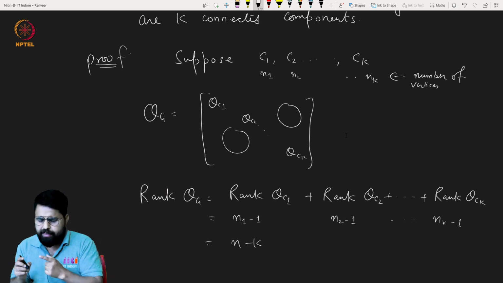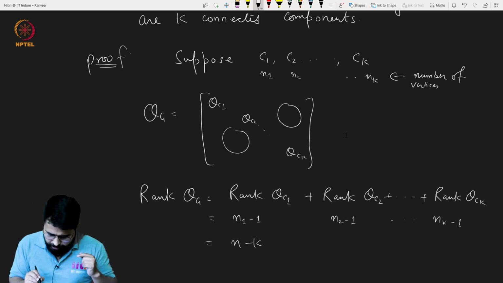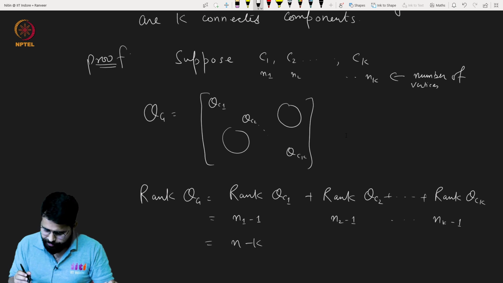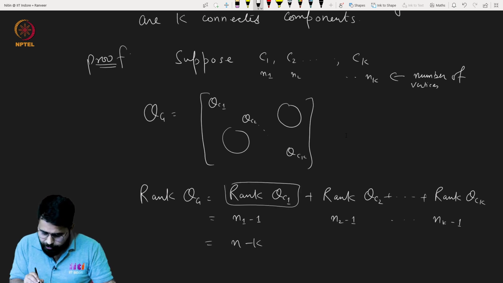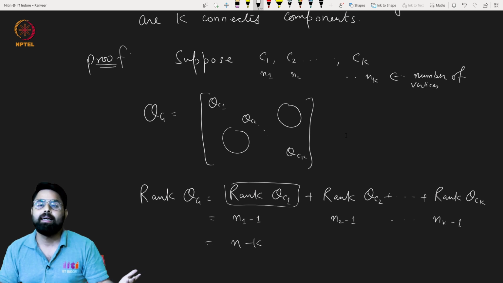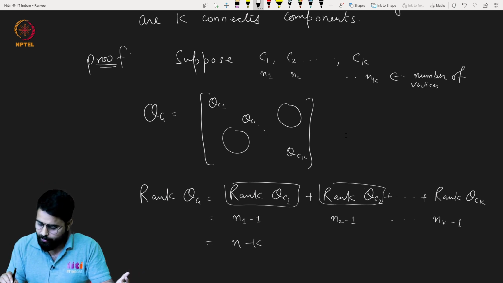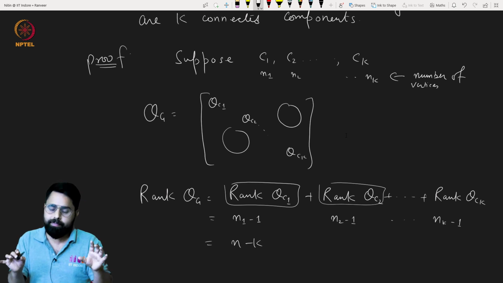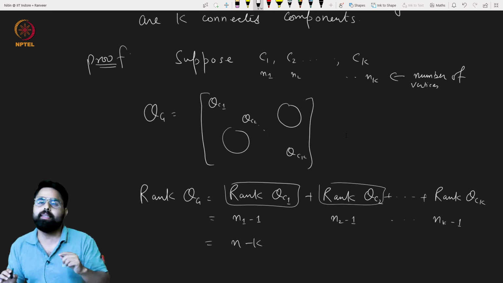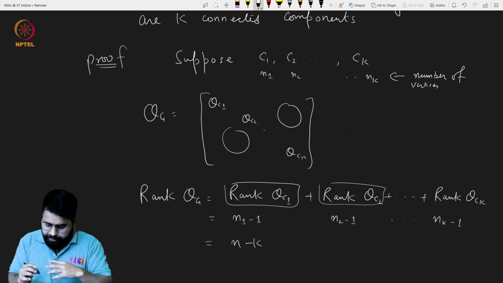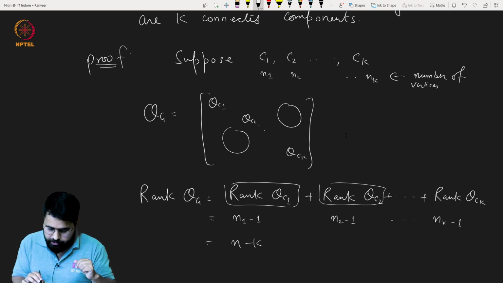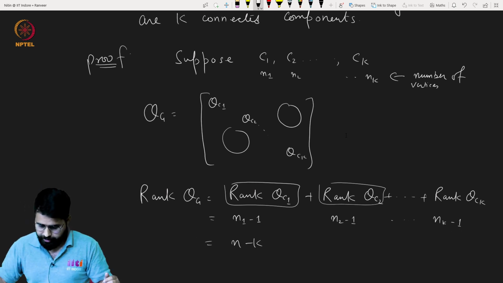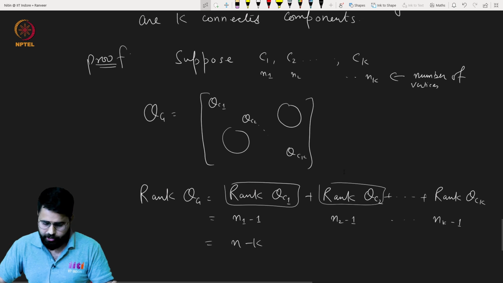Now why is this if and only if happening? It comes from the previous theorem. This part is equal to n1 minus 1 if and only if the graph is connected. Similarly, everywhere the chunks are connected, and then only is the rank n minus 1. So it is true that the rank of QG is n minus k if and only if the graph has k connected components. So this was all a very straightforward result.